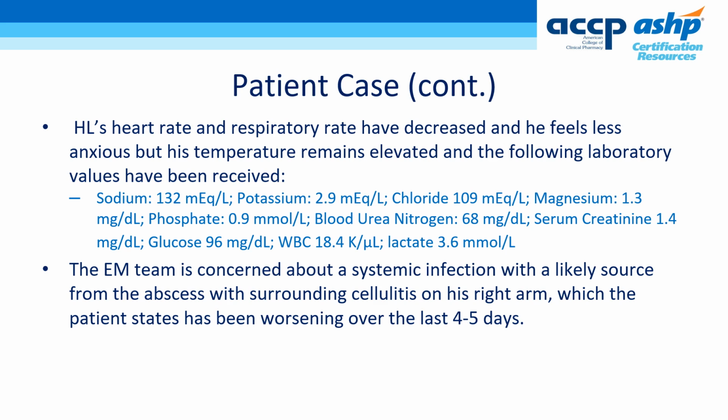Back to our patient who has now received the two 4 milligram doses of buprenorphine. His respiratory rate has decreased and he feels less anxious, but his temperature remains elevated. His laboratories have now resulted and are notable for a low potassium, magnesium, and phosphate, as well as an elevated white blood cell count and lactate. Based on this, the team is concerned for a systemic infection, with a likely source being the abscess with surrounding cellulitis on his right arm, which the patient does state has been worsening over the last 4 to 5 days.